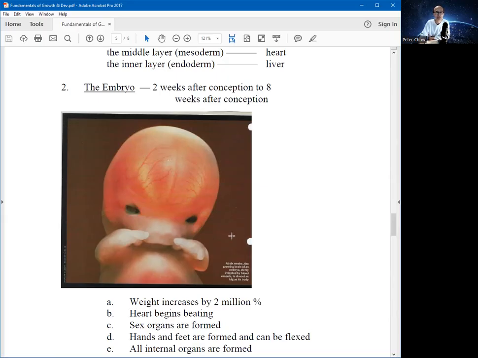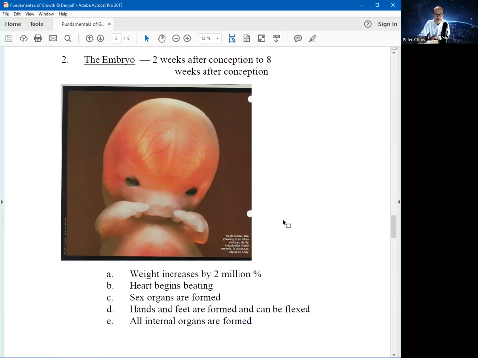During this stage, the organism's weight increases by 2 million percent. The heart begins beating, sex organs are formed, and hands and feet are formed and can be flexed. All internal organs are formed. So don't be fooled that it is very, very small, because everything is in there. By the end of the embryonic stage, the organism is clearly identified as human.